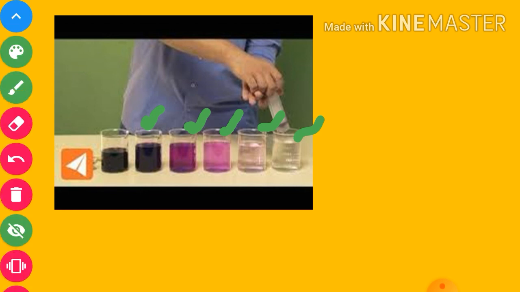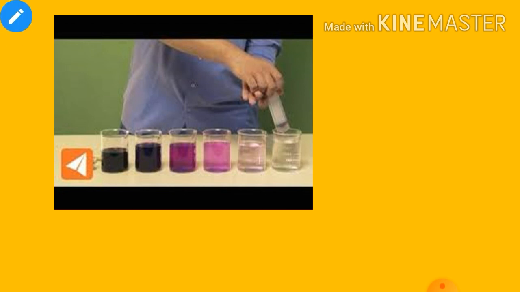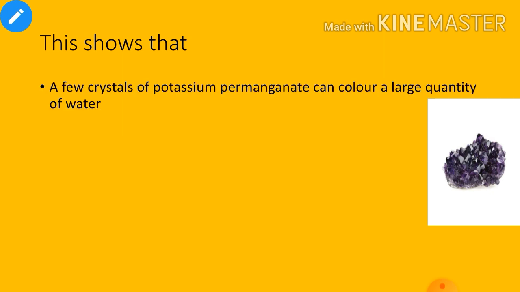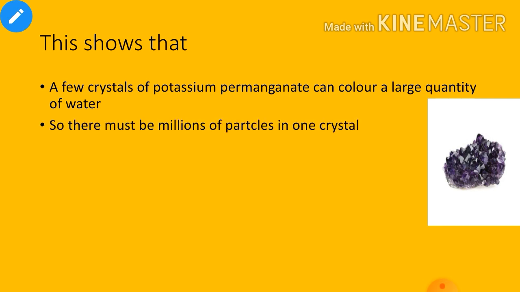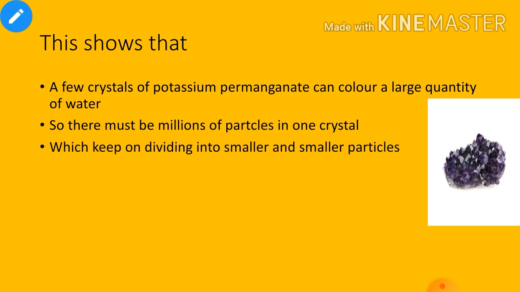Based on this activity, we can say that such a tiny quantity of potassium permanganate, a few crystals, can color such a large quantity of water. So, it means one crystal of potassium permanganate must have millions of particles in it. And these particles, when they are mixed with water, keep on dividing themselves into smaller and smaller particles.